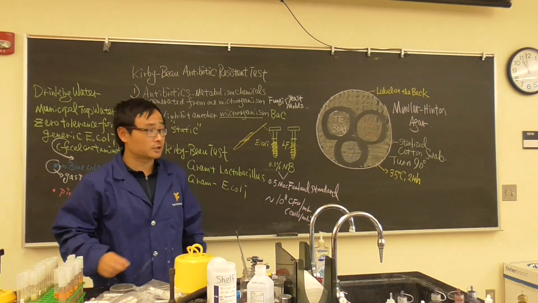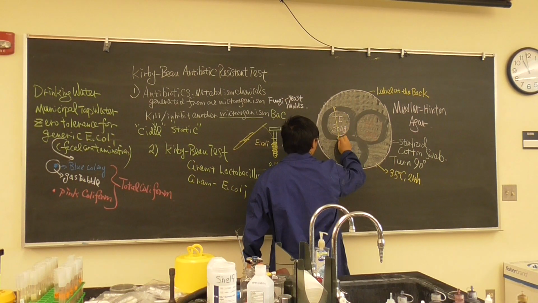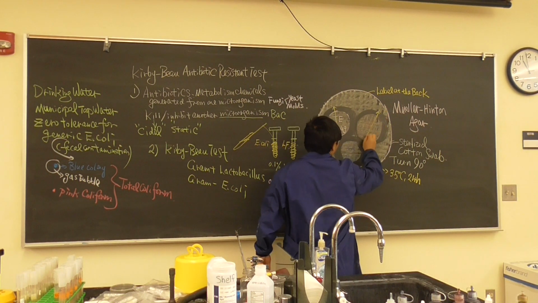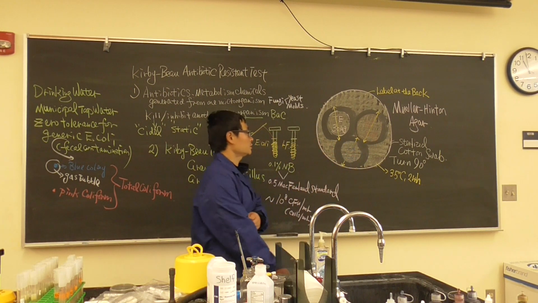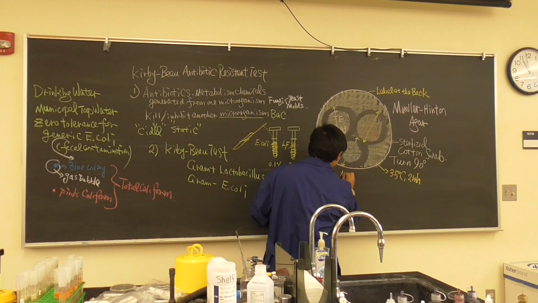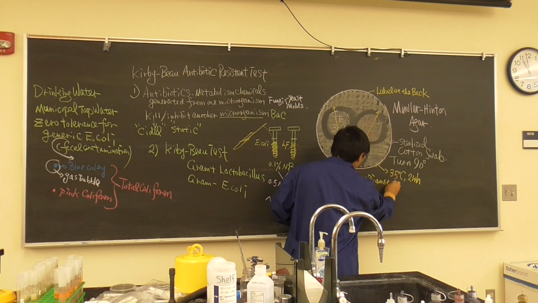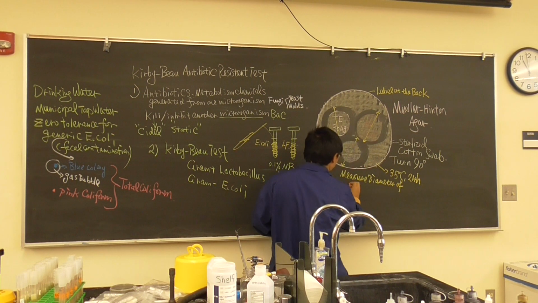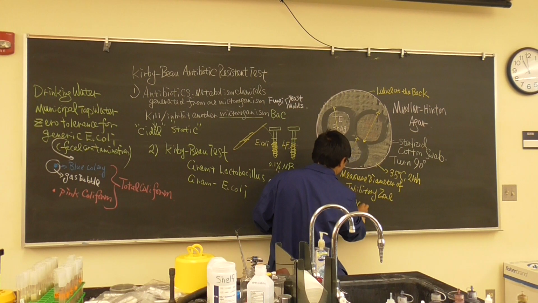Now what are we going to measure? We will measure the diameter from here, and also the diameter from here, and the diameter from here. So we're going to measure the diameter of the inhibitory zone, and then you record it.